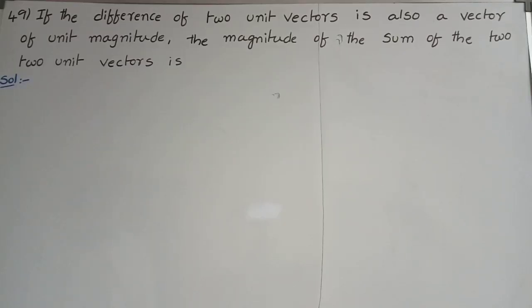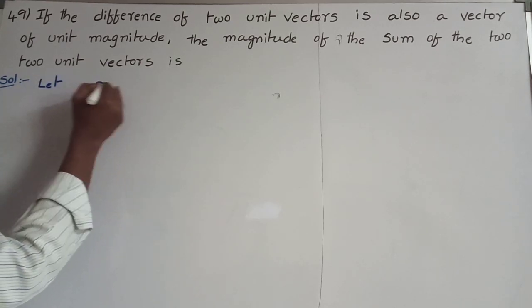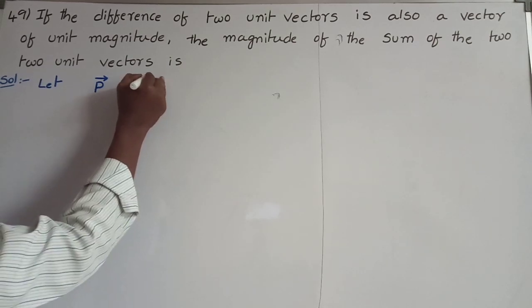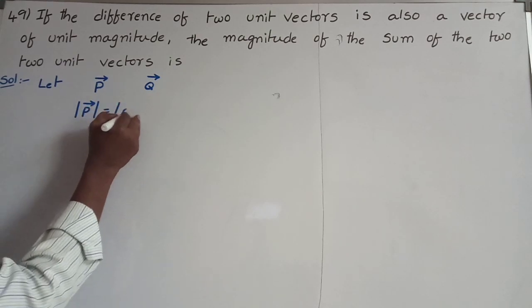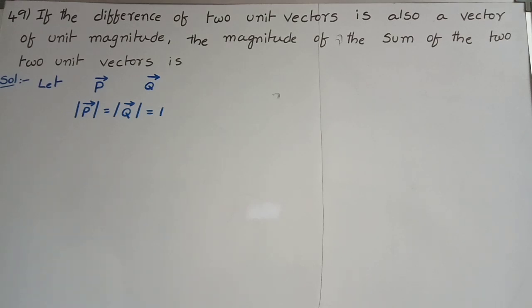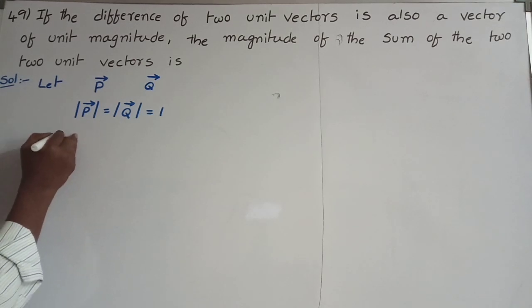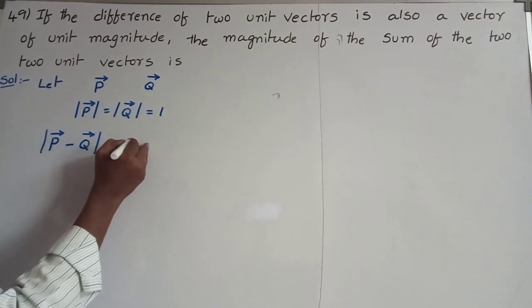Problem number 49. If the difference of two unit vectors is also a vector of unit magnitude, the magnitude of the sum of the two unit vectors is. Let us take two unit vectors. One is P and the second one is taken as Q. Here magnitude of P bar and Q bar is equal to 1 according to the problem. And the difference of two unit vectors is also a vector of unit magnitude. Magnitude of P bar minus Q bar is also equal to 1.